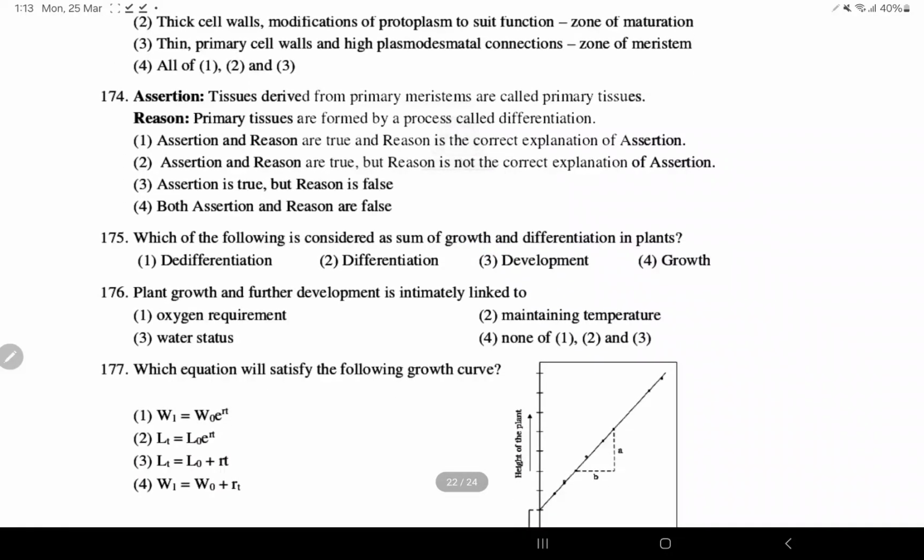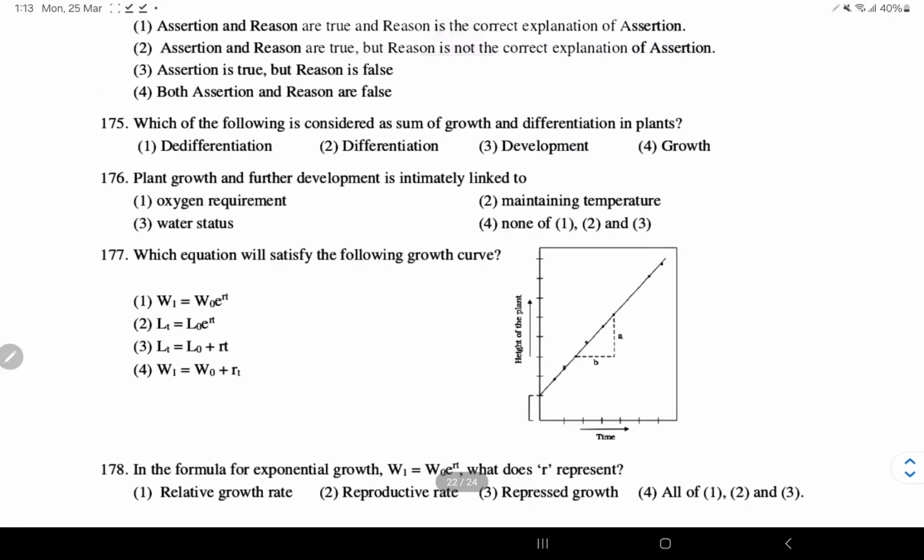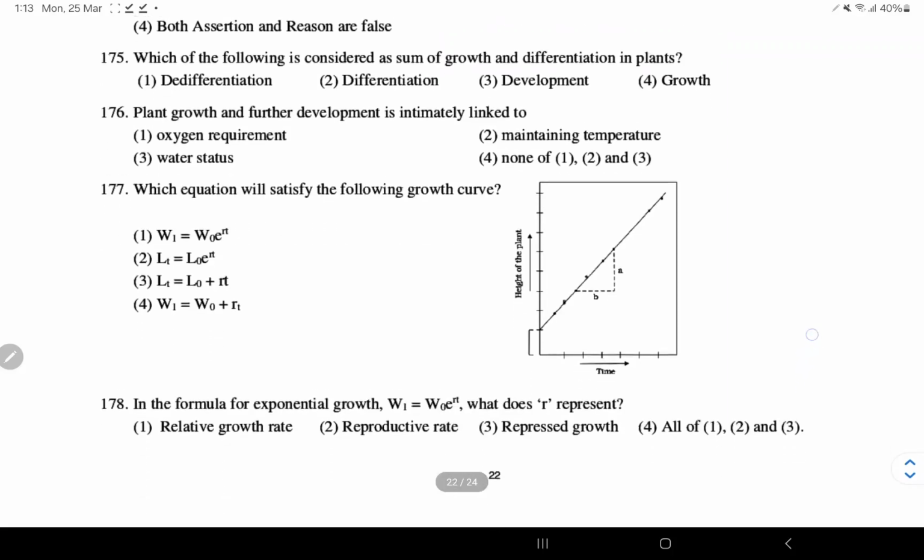Tissues derived from primary meristem are called primary tissues, right? Primary tissues are formed by the process of differentiation, right? Option 1. Assertion and reason are true and reason is the correct explanation for assertion. Which of the following is considered as the sum of growth and differentiation? Development. Option 3 is correct.